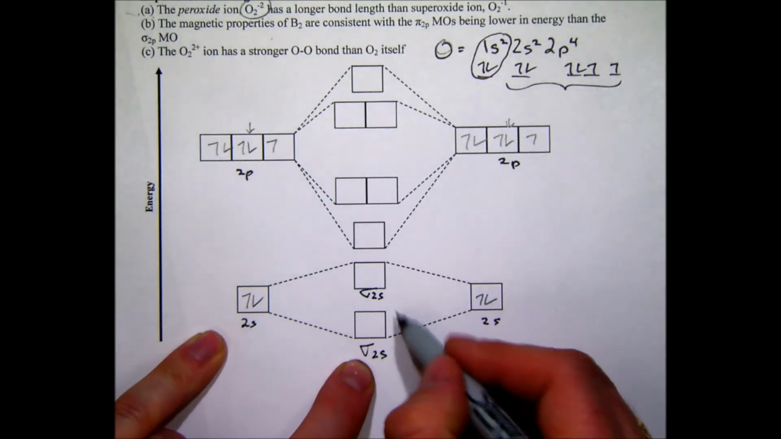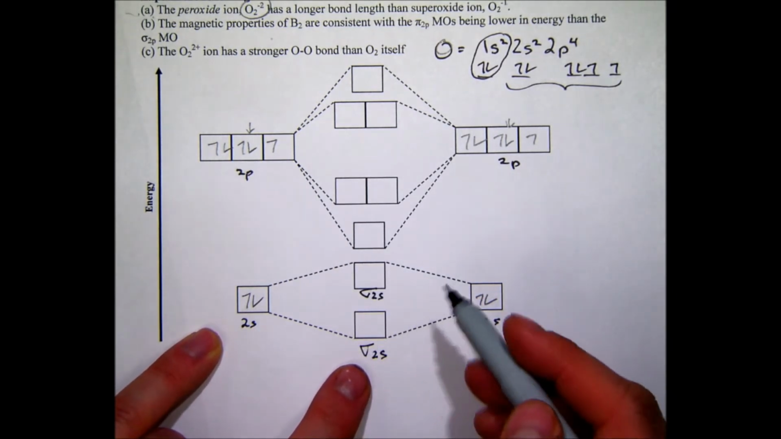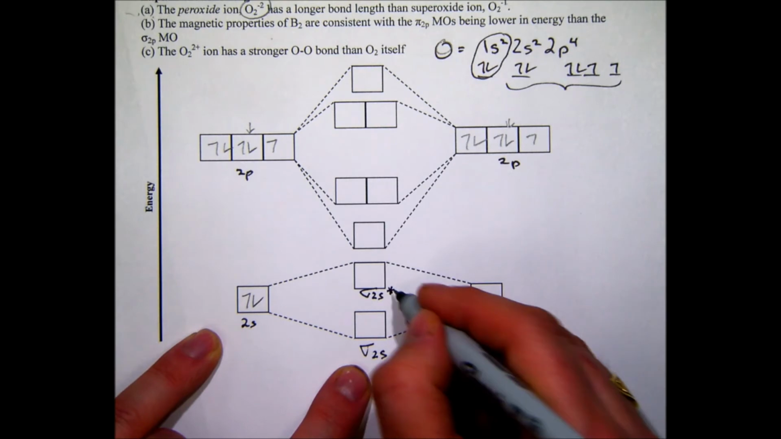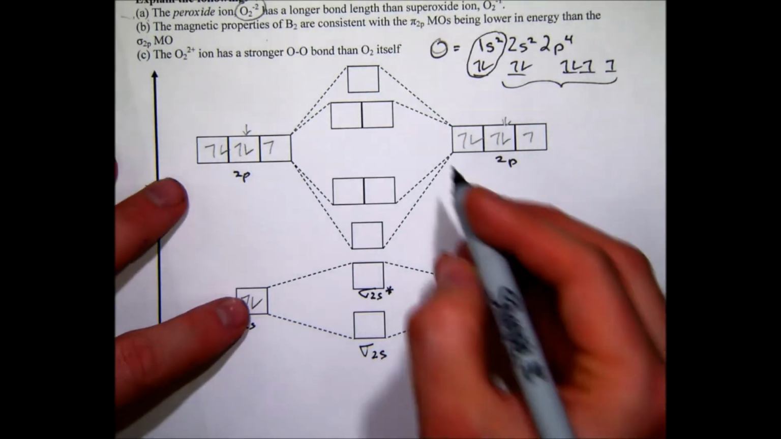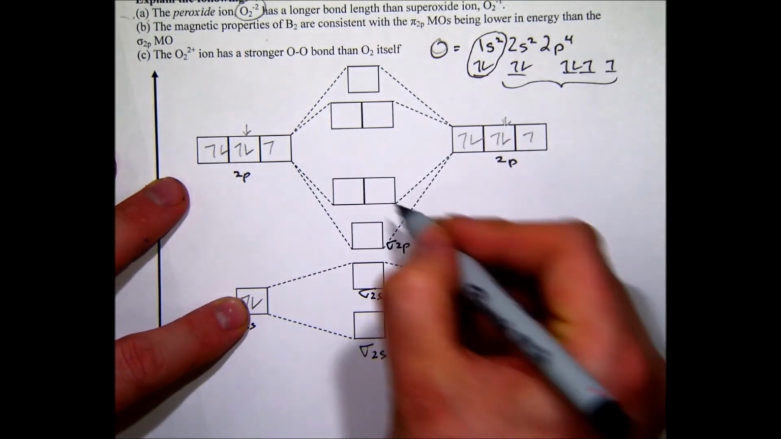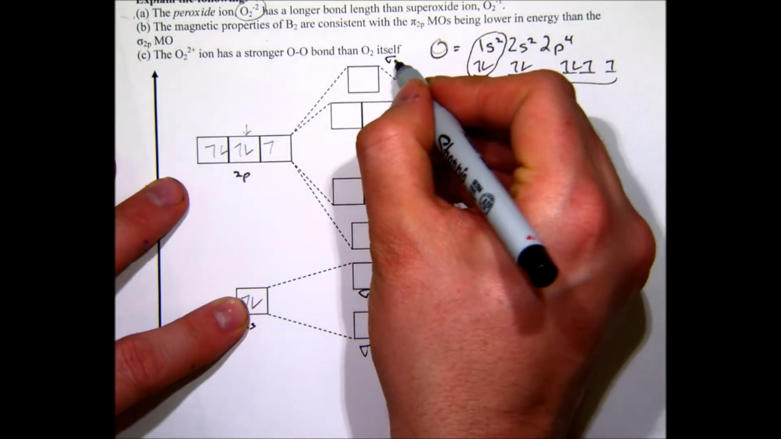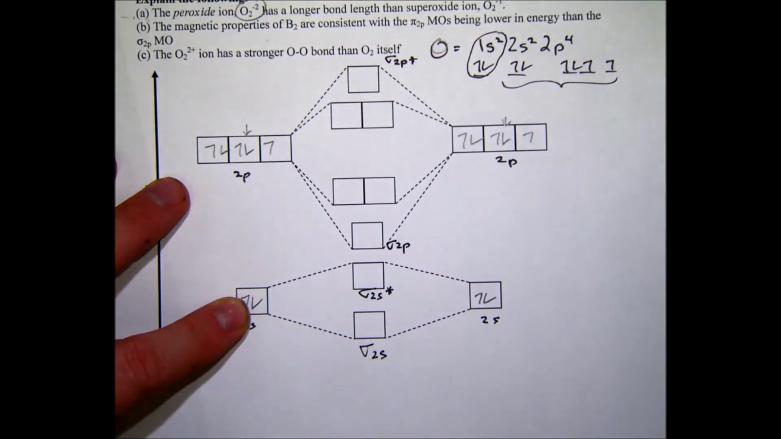But the bottom talks about constructive wave interference, and the top talks about destructive wave interference, or as we call it, antibonding. And I denote antibonding with a star. I do the same thing up here. I have sigma 2p, I have sigma 2p star, being of course mirror images of each other.